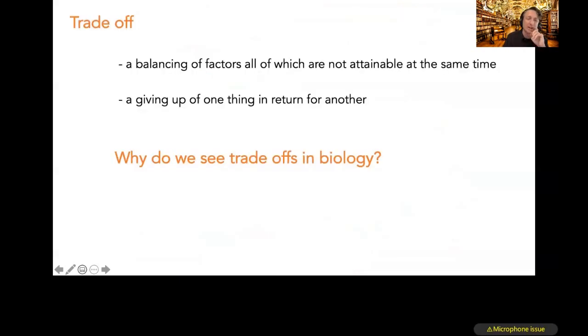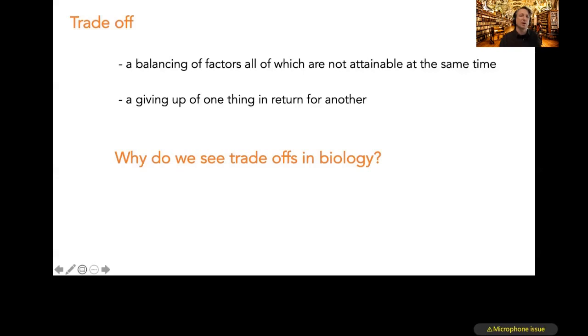All right, so trade-offs. We often talk about trade-offs when talking about life histories. A trade-off is a balancing of factors, some of which are attainable at a given time or not attainable at a given time. You have an indication of what a trade-off is. It's giving up one thing in sacrifice for another. If you want one thing, you often have to give up something else.